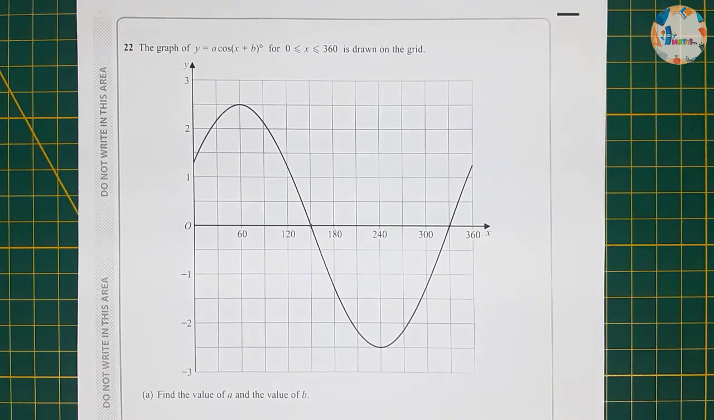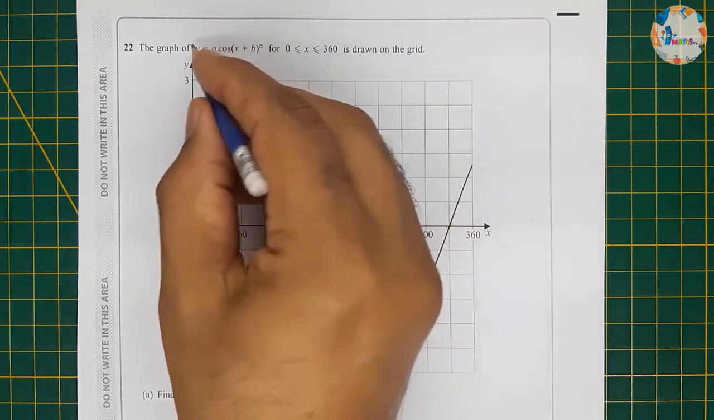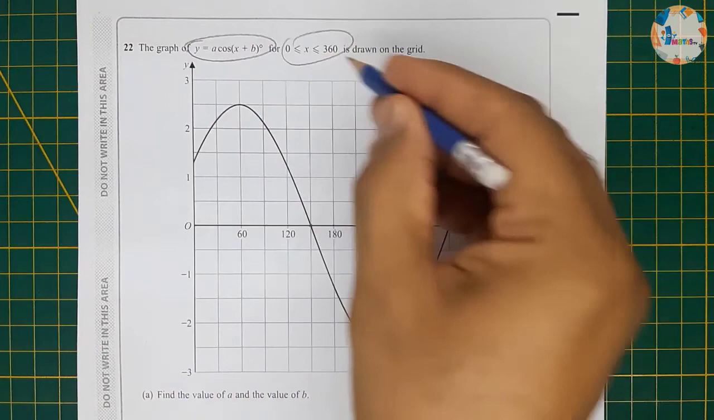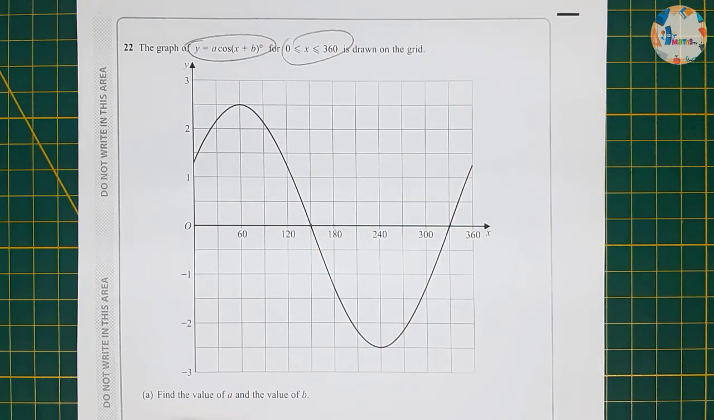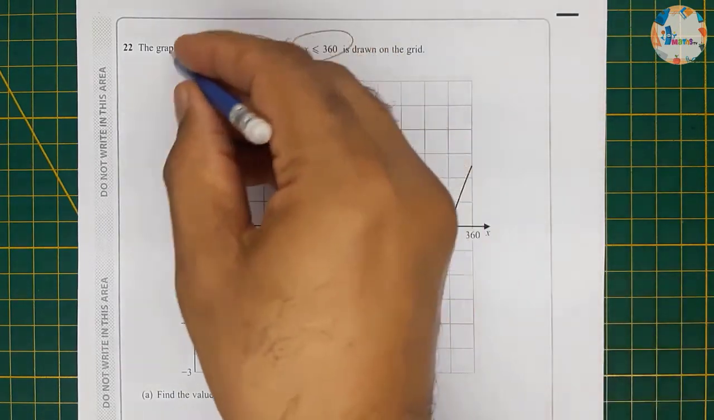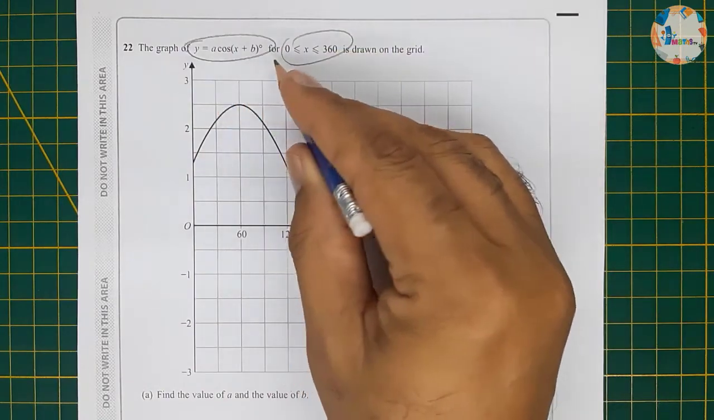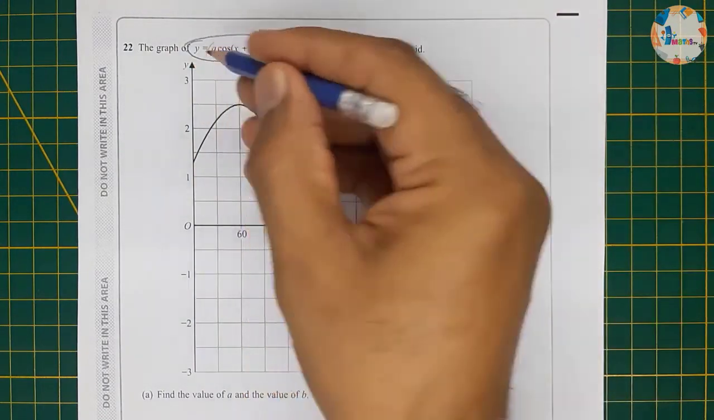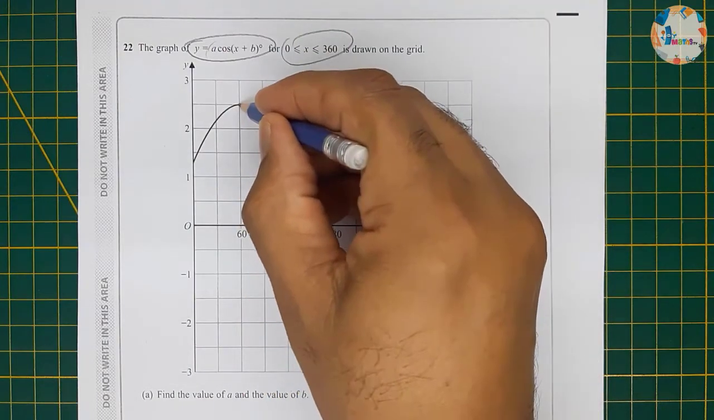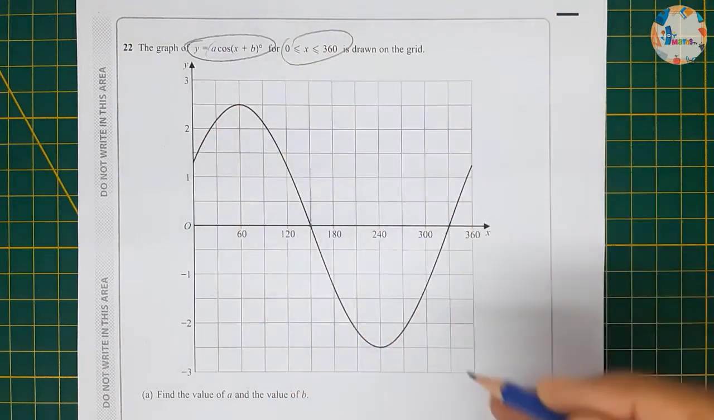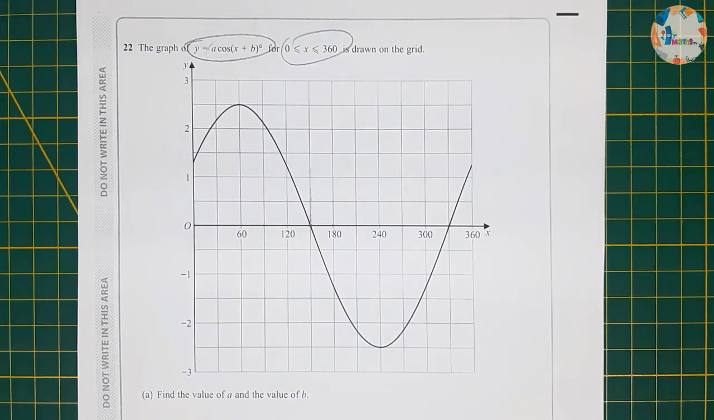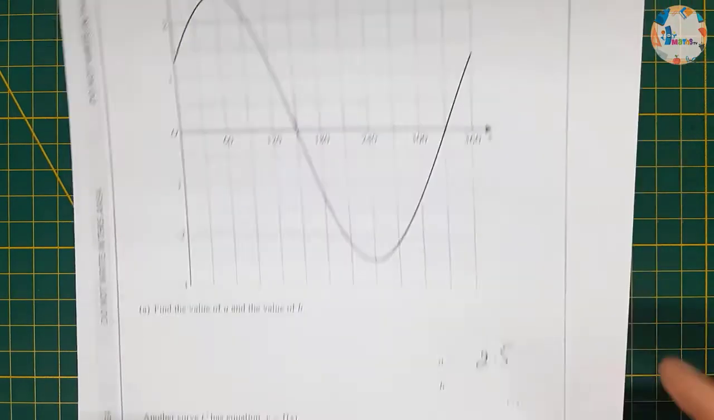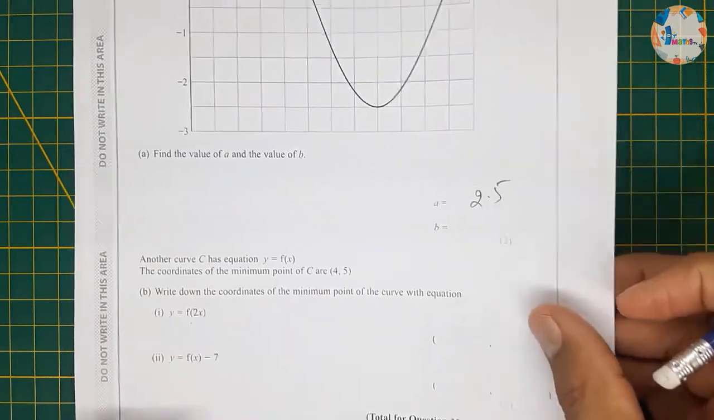Now question number 22. The graph of this is basically a transformation question. They have provided us the equation, the range, and the graph also. Find the value of A and B. Basically this is the equation given, y is equal to A cos x plus B, and A is basically the amplitude, and the amplitude we can check up to this one is 2.5, so the A value will be 2.5, which we will be writing at the proper location over here, 2.5.